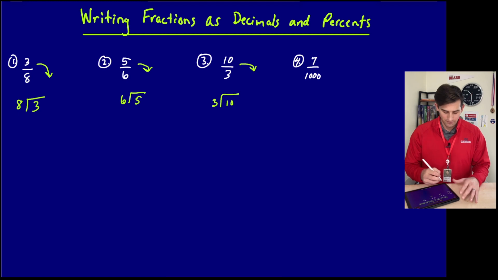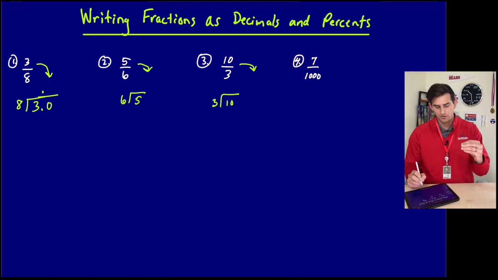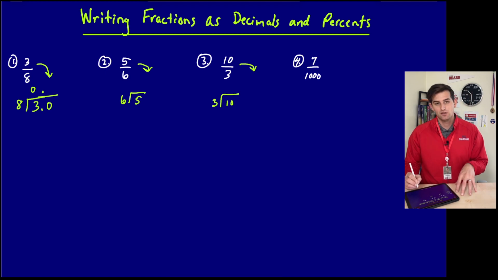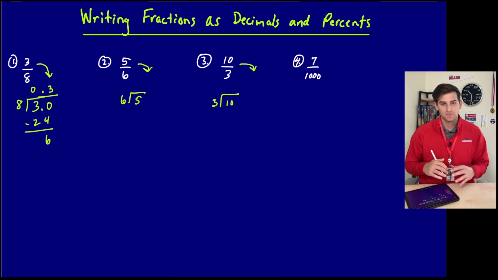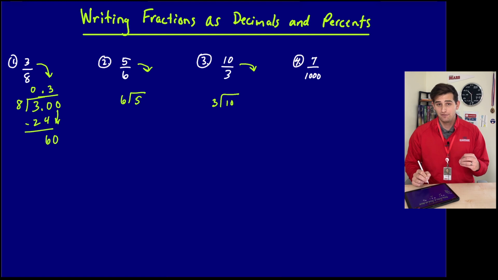Obviously 8's not going to go into 3, so when this happens, we need to add a decimal and a 0. When we're dividing with a decimal, we're going to move that decimal straight up. And now let's see how many times 8 goes into 30. Well, 8 times 3 is 24. 8 times 4 is 32. So it looks like it's only going to go in 3 times. And now we're going to subtract. 30 minus 24 is 6. And anytime we don't end up with 0 at the bottom when we subtract, we're just going to add a 0 up here, and we're going to bring it down to our remainder down there.